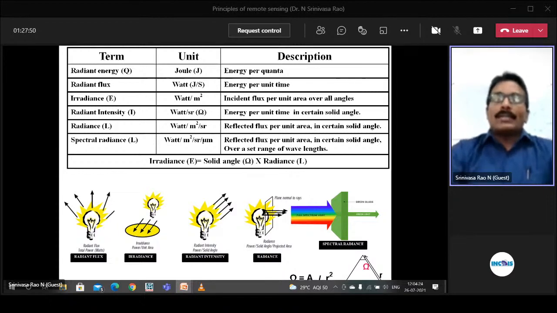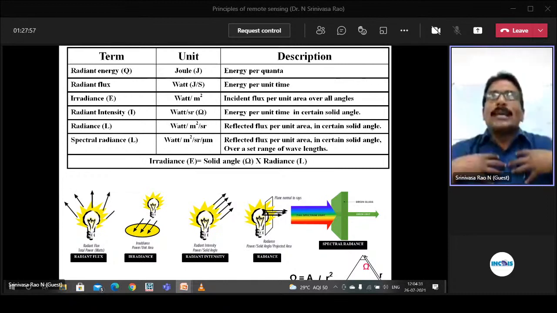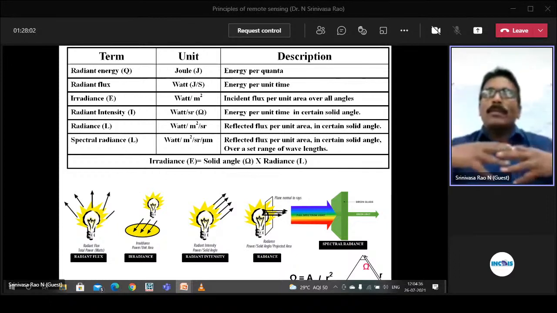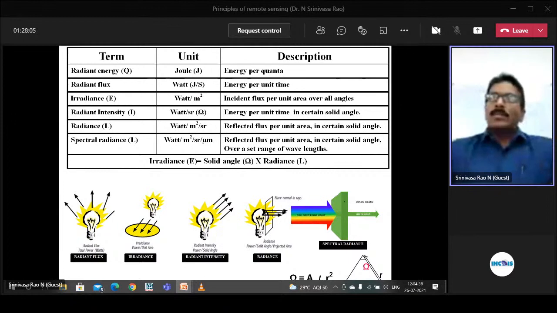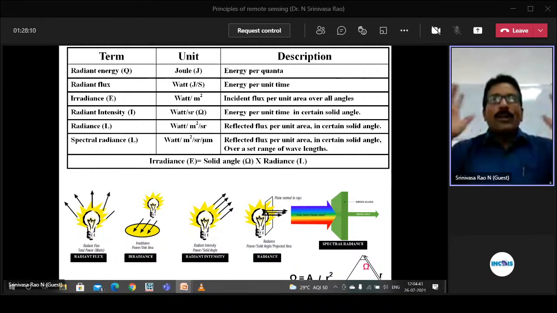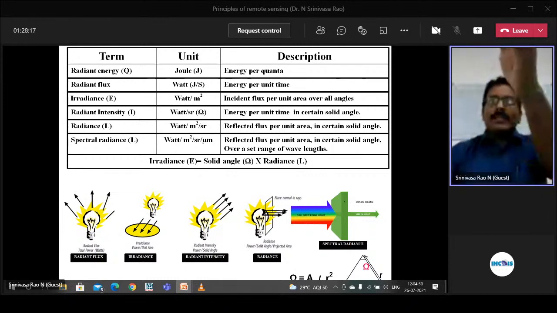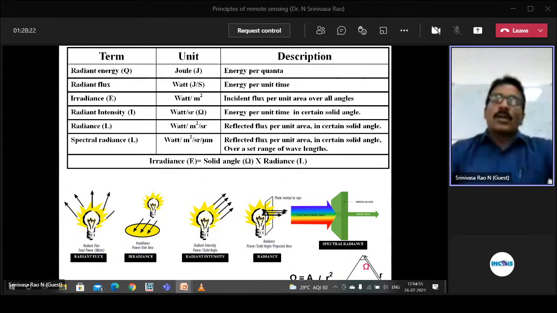For example, if you are sitting here, from your system or keyboard, from all 360 degrees, energy is falling. I am sitting here, and over me, all 360 degrees energy is falling, and at the same time, all 360 degrees energy is reflecting. But in front of me, 10 students are sitting in different locations. In this direction, a person receives one kind of energy. This direction, a person receives one particular type of energy.